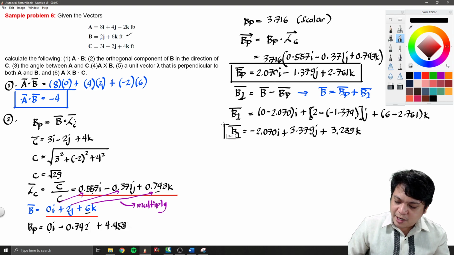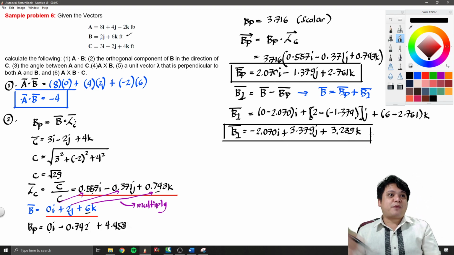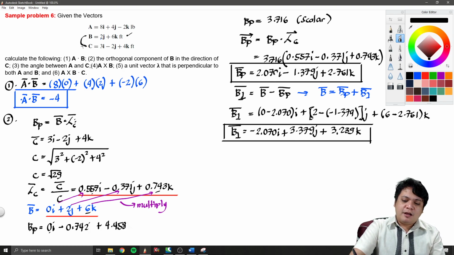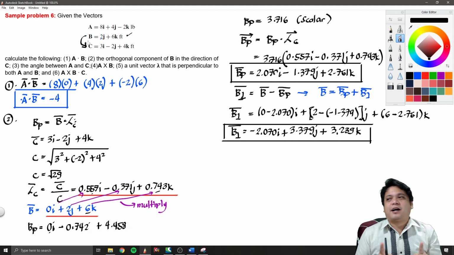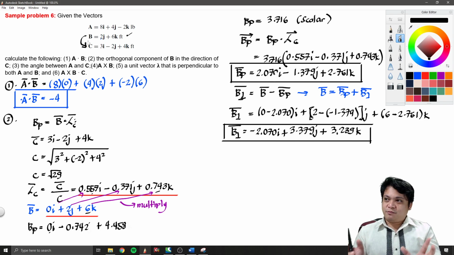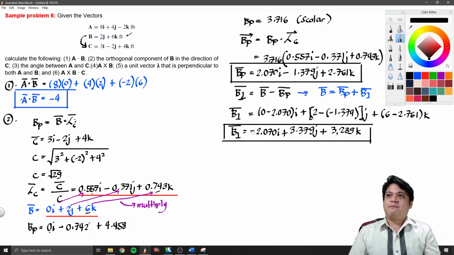Okay, ito naman yung ating perpendicular component of B with respect to our C, no? So, ayan. It means, kung paano ko siya kinomponent si B dun sa C, una, gumamit ako ng dot product. Nung nakuha ko na yung component niya parallel dun sa C, nag-vector addition and subtraction na lang ako para makuha ko yung perpendicular component.